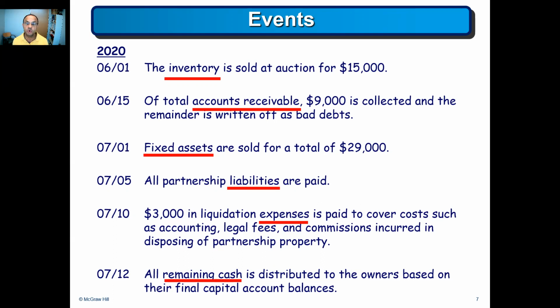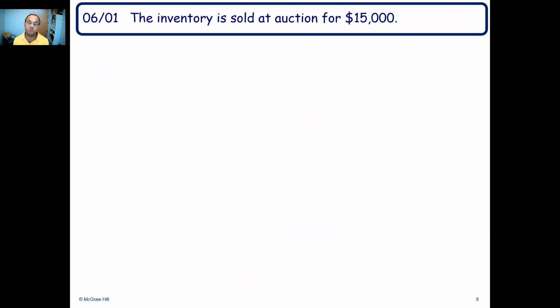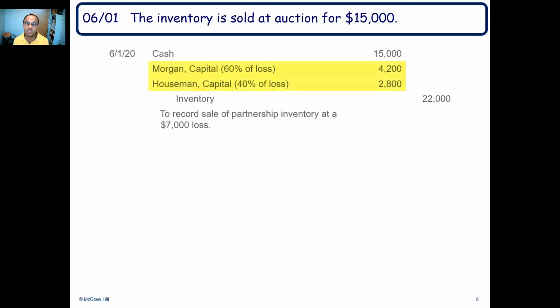So now we need to know what journal entries should be made for those events. First of all, when we sell inventory, we debit cash, credit inventory. However, the inventory in the balance sheet is 22, but we sold it for 15. So there is a difference here that should be covered. Usually we cover it by the capital of the partners directly.